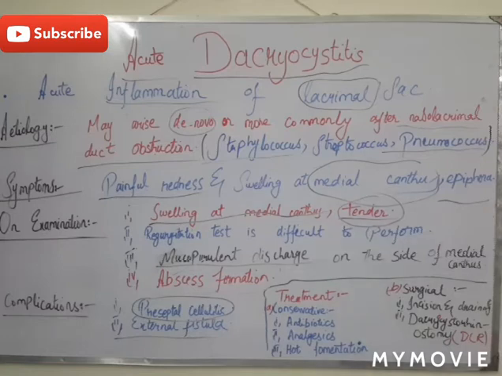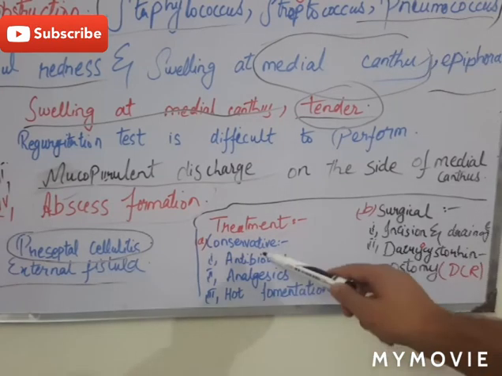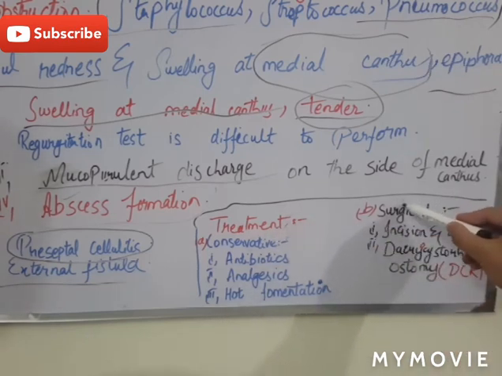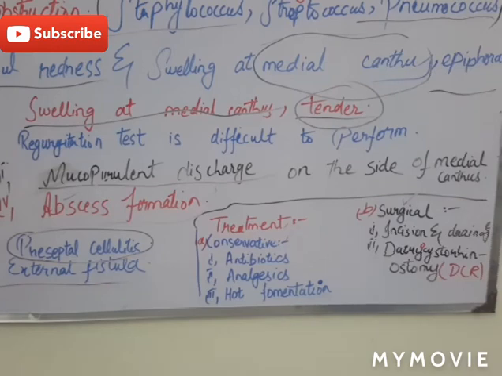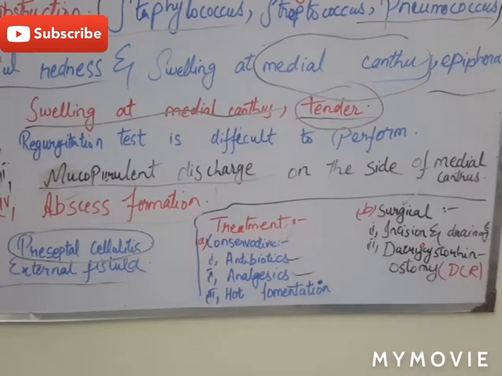What is the treatment for this infection? In case of treatment, we have two options. First one is conservative treatment and the second one is surgical treatment. In conservative treatment, we use antibiotics, local or systemic can be given, analgesics to relieve inflammation and pain, and hot fomentations.